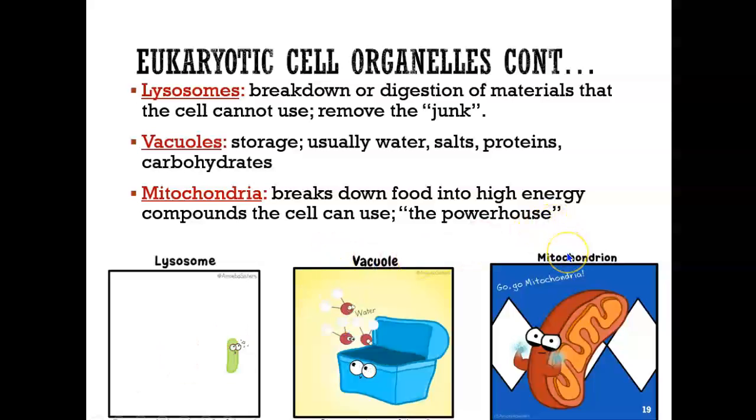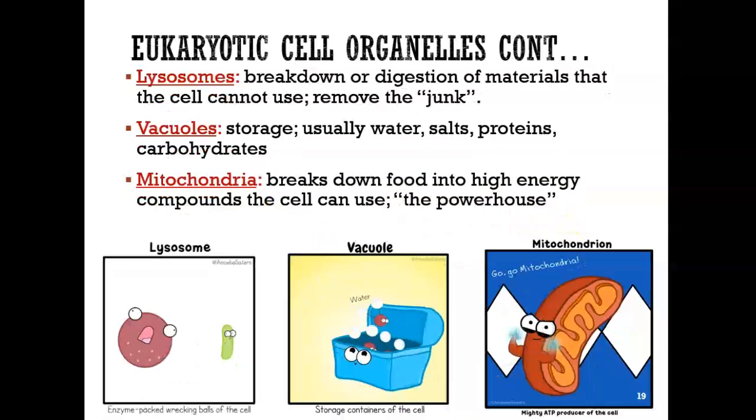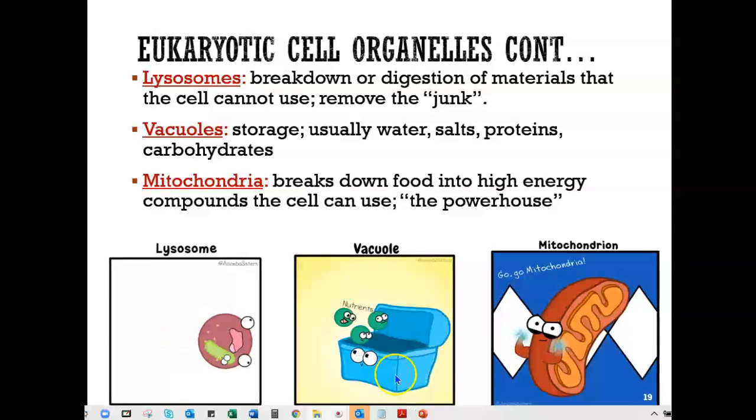And then the mitochondria, we've talked about ATP. The mitochondrion makes that ATP accessible. So they break apart food energy and put it into ATP molecules that we learned about earlier.